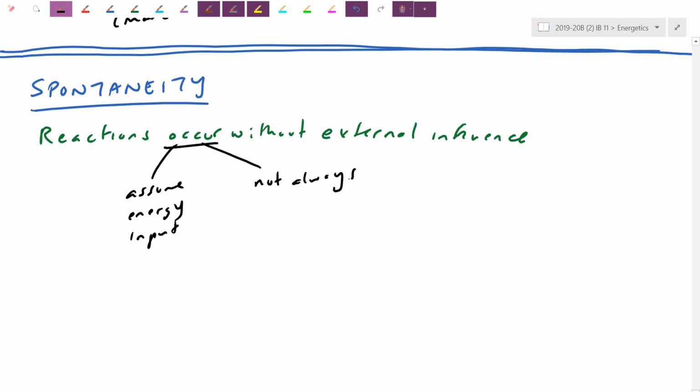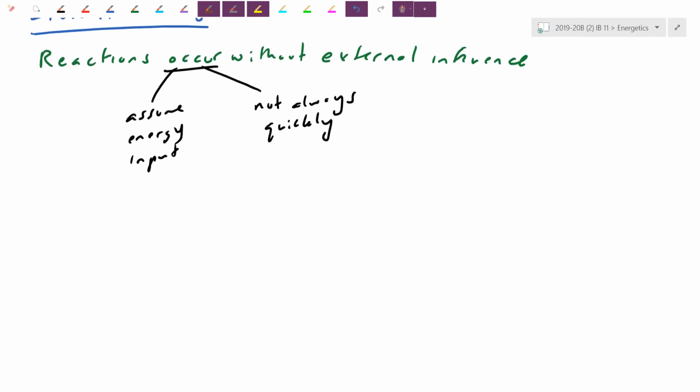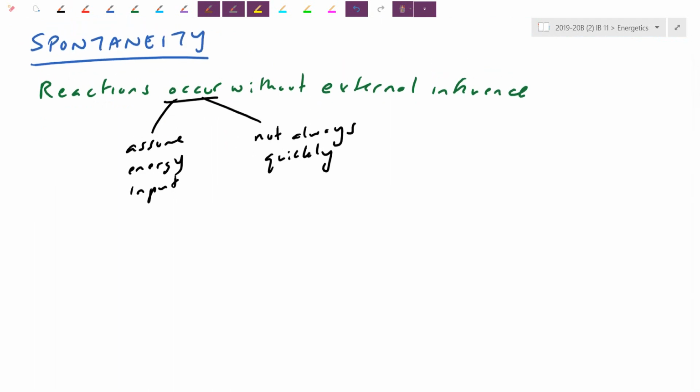I mentioned rusting as an example. Nobody wants it to occur, but it just happens. It manages to steal enough energy from the surroundings, but it's a very, very slow process, a very, very slow reaction. Turns out to predict for spontaneity, both enthalpy and entropy are important.